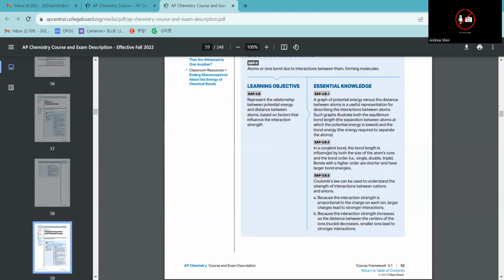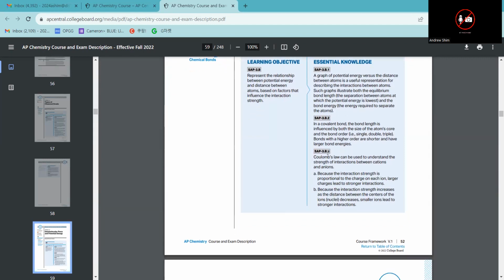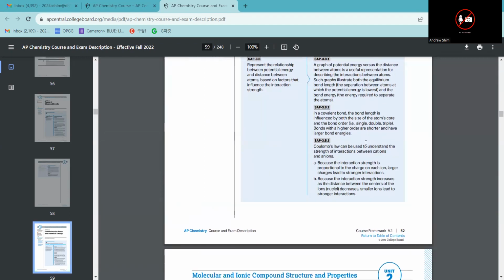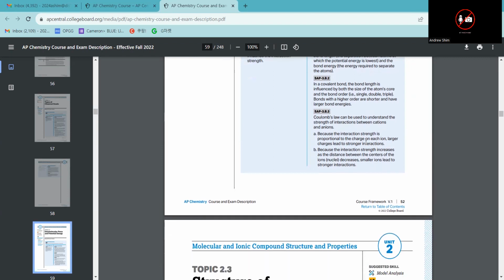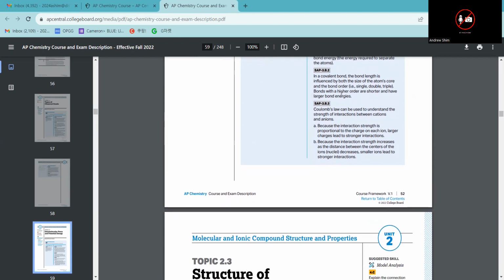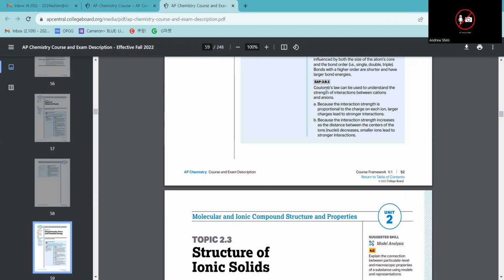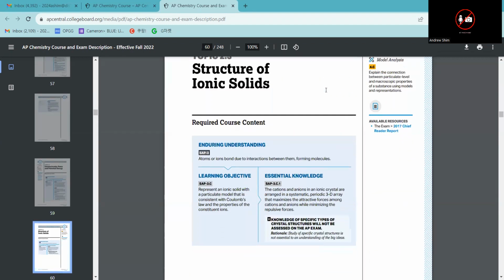The next concept is that in a covalent bond, the bond length is influenced by both the size of the atom's core and the bond order: single, double, triple. As the bond order increases from single to triple, the bond energies will be greater, but the bond length will decrease accordingly. It also talks about using Coulomb's law to understand the strength of interactions. This is all connected to Coulomb's law that we'll be talking about a little later.